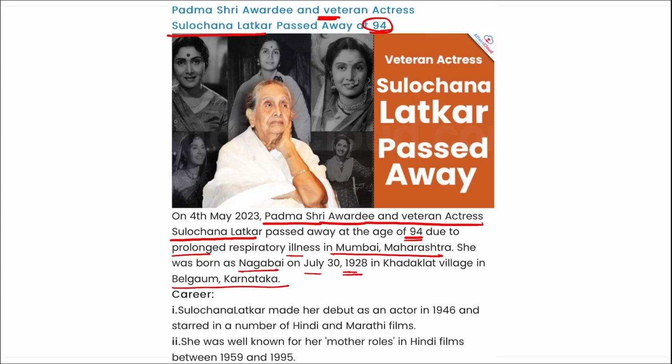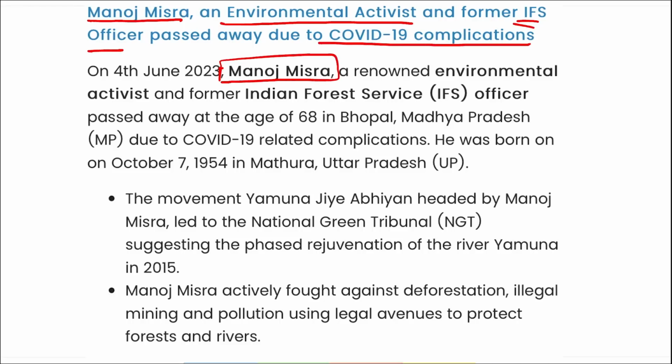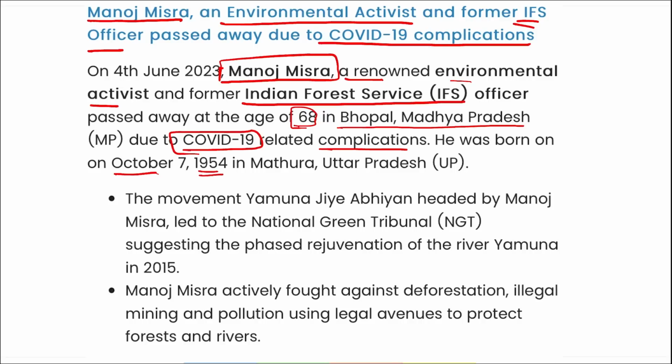Correct? Next is Manoj Mishra, an environmental activist and former IFS officer. He passed away due to COVID-19 complications. I repeat, Manoj Mishra, a renowned environmental activist and former IFS officer, passed away at the age of 68 in Bhopal, Madhya Pradesh due to COVID-19 related complications. He was born in October 1954 in Mathura, UP.